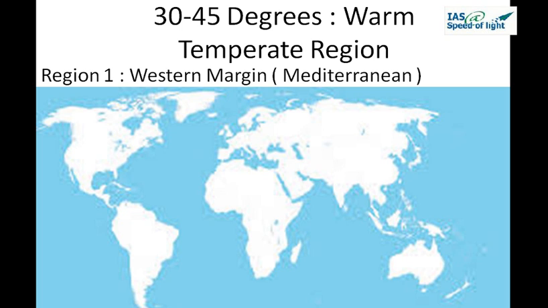Please remember this. After that it will be the interior, or the central part, of the continent in this latitude, and then the eastern part of the continent. So the first is the western margin of the continent, which is also known as the Mediterranean climate, or Mediterranean form of climate, because this type of climate actually forms best around the Mediterranean Sea.